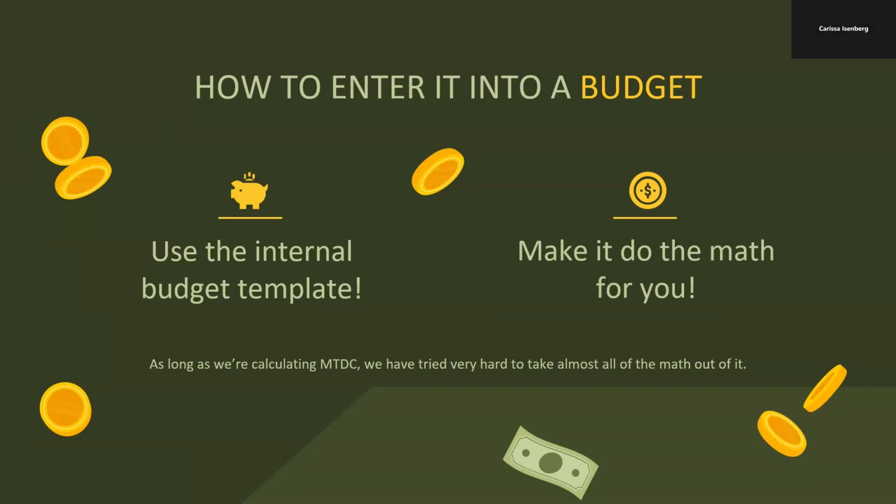Once you know your rate, it's time to enter it into the budget. Our office does have an internal budget template. I know it scares a lot of people, but it is hefty in order to make it do the math for you. No two budgets are the same, so we have tried to account for lots of different categories, lots of different options. Obviously, we can't pad it and buffer for everything, but we do try to make it do a lot of the math for you. And it is very easy when you are calculating modified total direct costs.